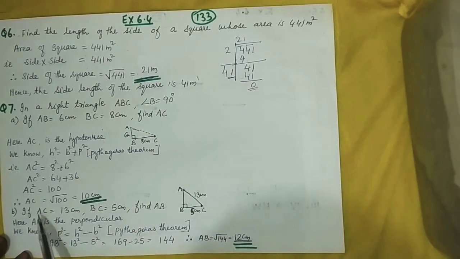Same way, AC is equal to 13. That means hypotenuse is 13. BC is equal to 5. Base is 5.